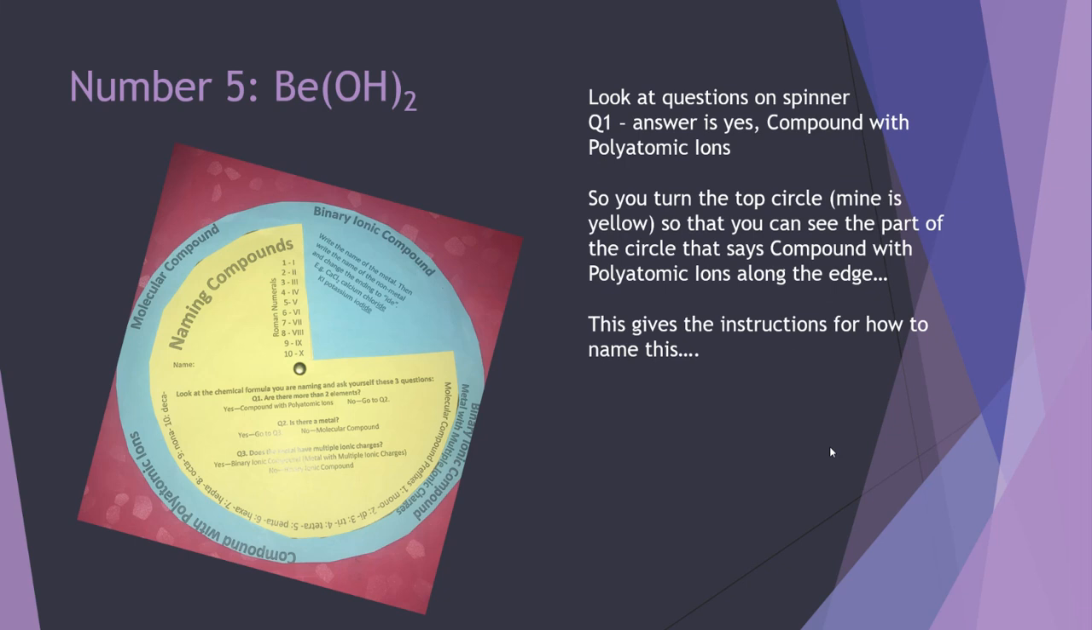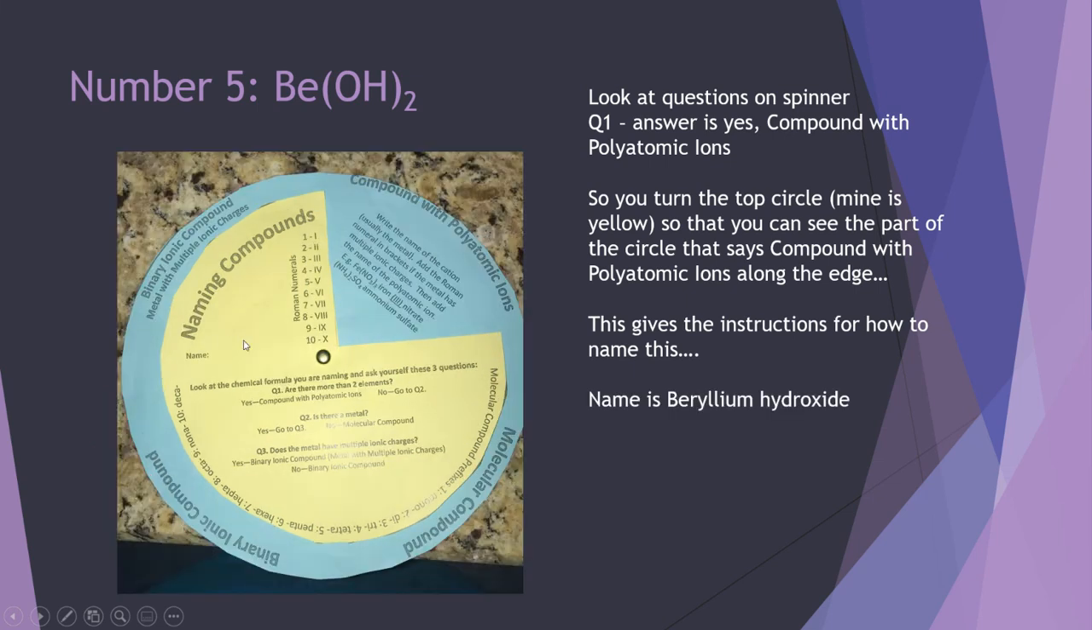So another naming example is Be(OH)2. We're going to look at the questions again on the spinner. Question 1, are there more than 2 elements? Yes. So it says go to compound with polyatomic ions. So now you're going to turn the top circle so that you can see the part that has compound with polyatomic ions underneath. And here's mine.